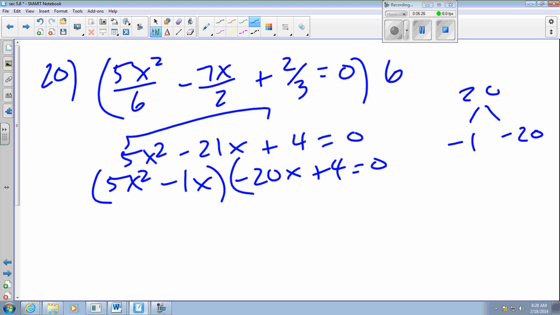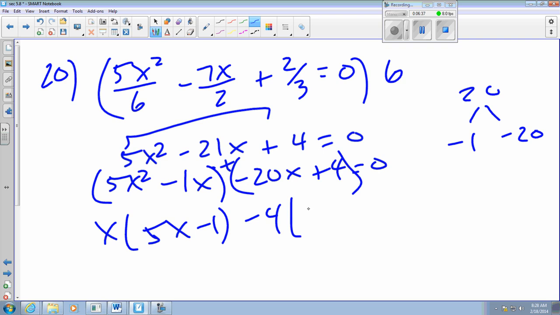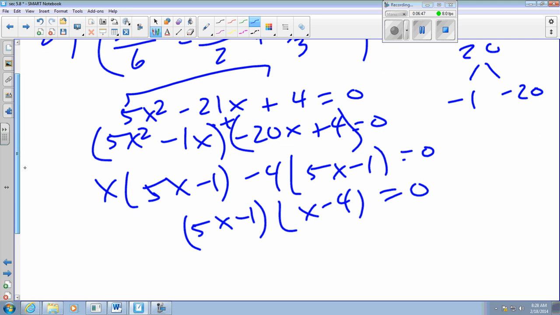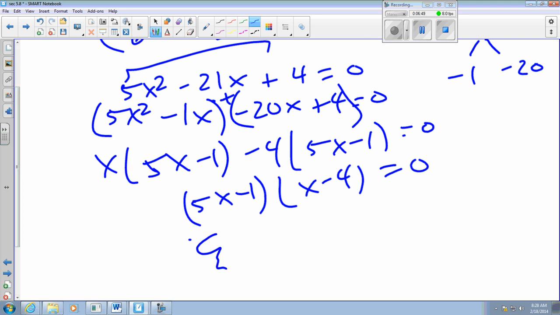Group, group, plus sign in between. Greatest common factor is x, leaving me with 5x minus 1. Greatest common factor of the second grouping looks like a negative 4, leaving me with 5x minus 1. And then I'm going to rewrite it as 5x minus 1 and x minus 4. And my zeros are going to be at the opposite of this over this, which would be 1/5, and the opposite of this would be 4.